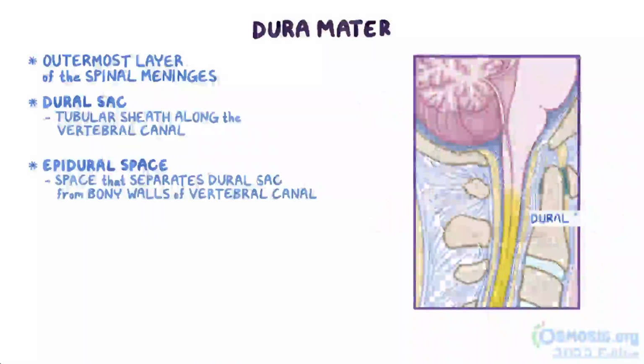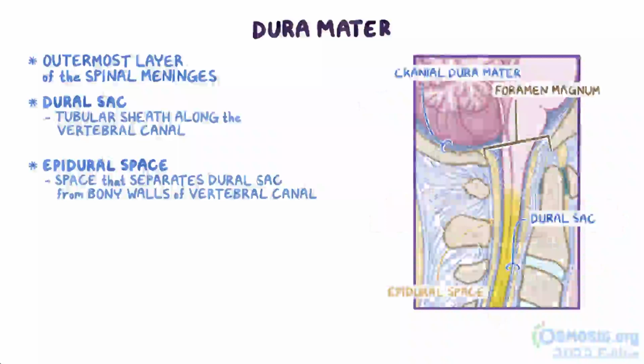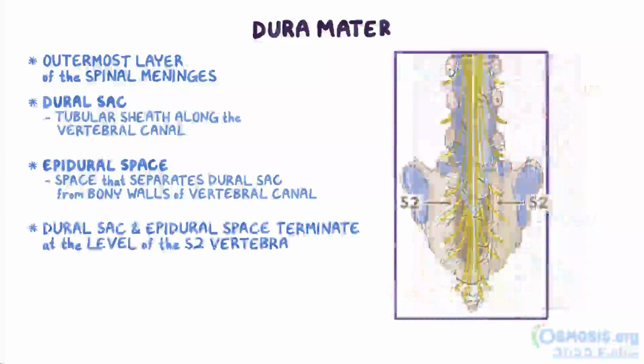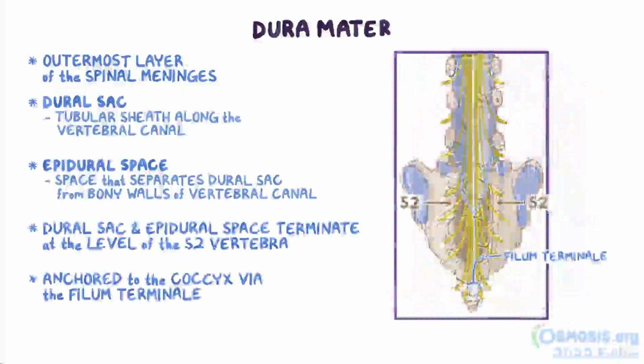Superiorly, both the dural sac and epidural space extend to the foramen magnum, where the spinal dura mater is continuous with the cranial dura mater. Inferiorly, the dural sac and epidural space terminate at the level of the S2 vertebra. The dural sac is also anchored to the coccyx via the filum terminale.